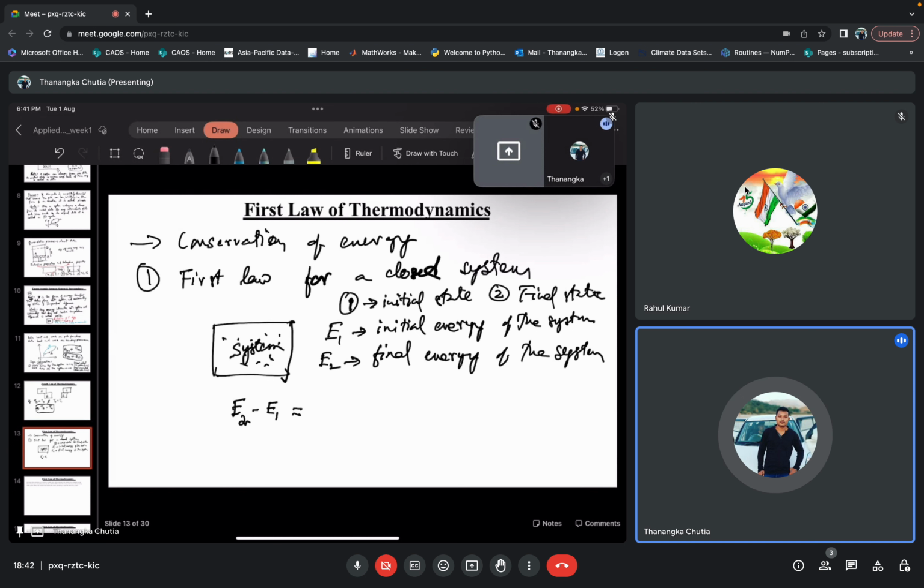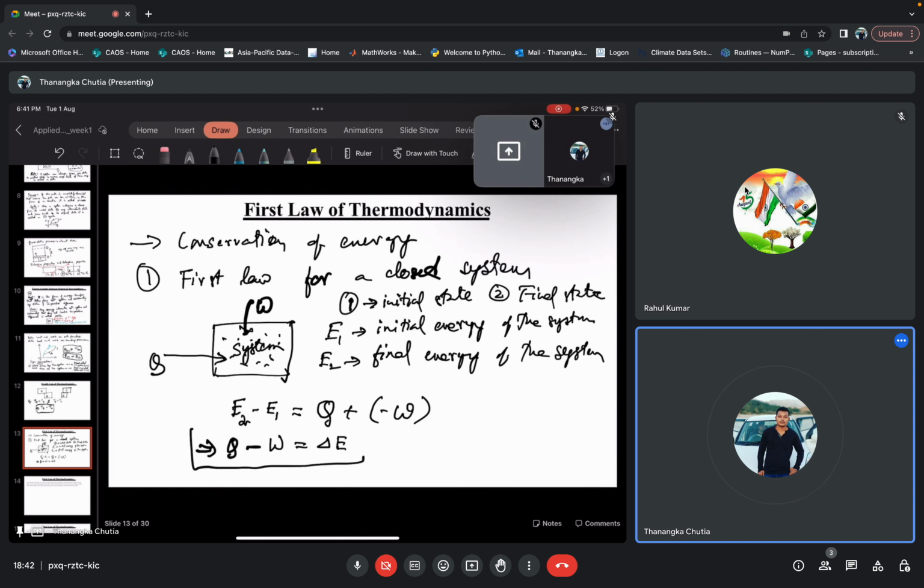It should be coming from some heat input and some work done on the system. So why negative? Because work done on the system is negative, so that's why Q minus W is equal to delta U. This is the basic working formula for the first law of thermodynamics.